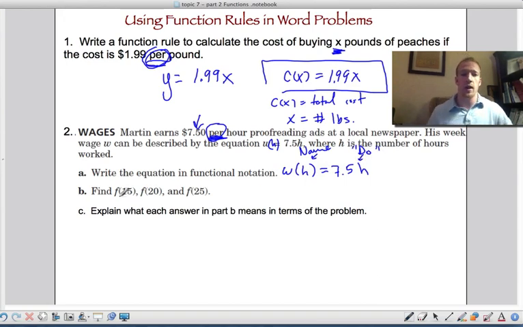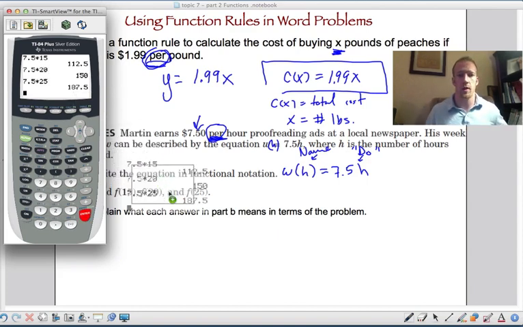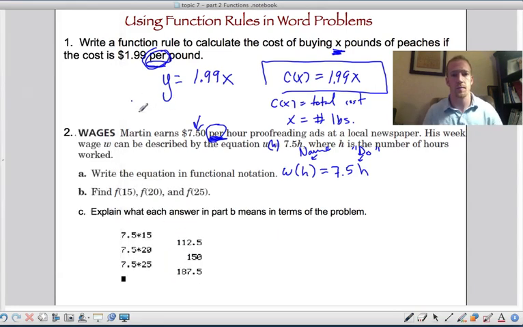All right, so find f of 15, f of 20, f of 25. So what we do is we just use our calculator. All right, 7.5 times 15, 7.5 times 20, and 7.5 times 25. Okay. All right, so then there we go. Those are our values. So we found each of those. All right, and then explain what each answer means in terms of the problem.